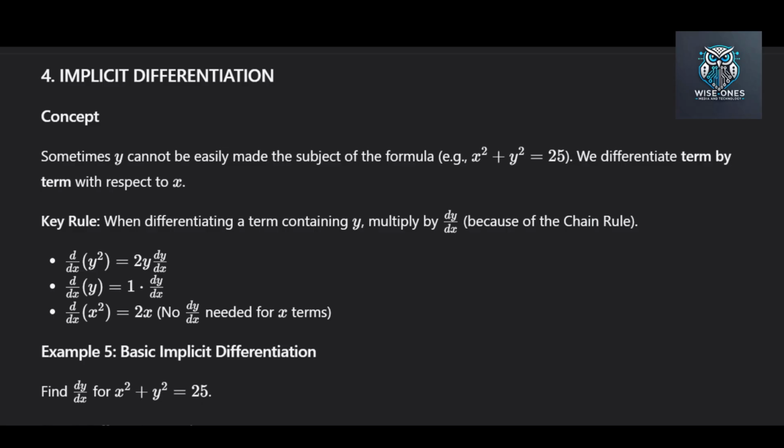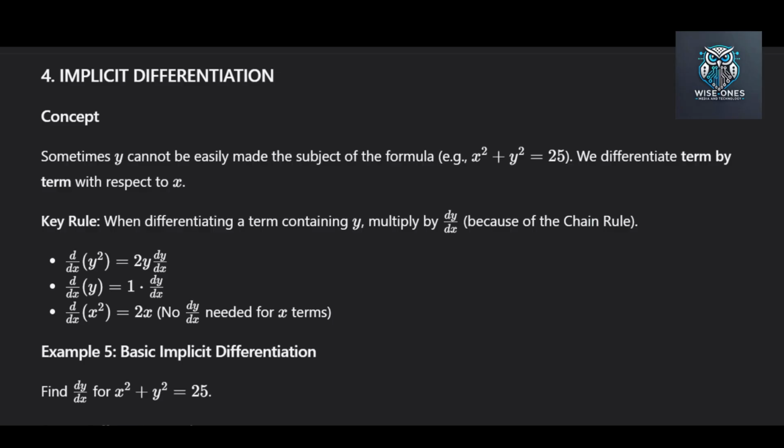Here is the key rule. When differentiating a term containing y, multiply by dy/dx. Why? Because y is a function of x, so we must use the chain rule on y. For example, the derivative of y squared is 2y times dy/dx. The derivative of y is 1 times dy/dx. But for x terms, we do not need dy/dx. The derivative of x squared is just 2x.